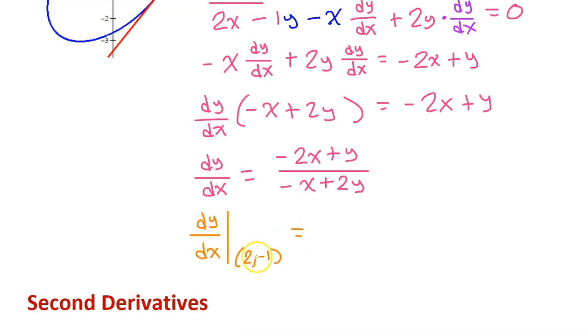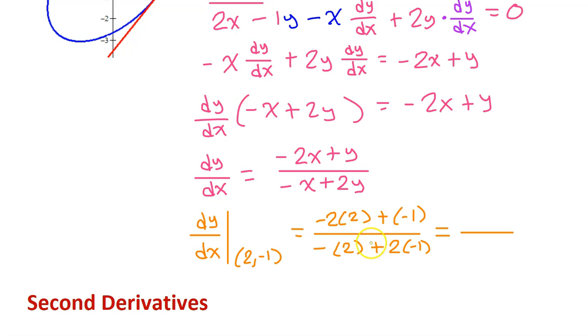Now you are free to plug in 2 for x and negative 1 for y. For a brief moment, we have this, but this is negative 4 minus 1, so that's negative 5. And this is negative 2 minus 2, which is negative 4. So the slope we were looking for is positive 5/4.